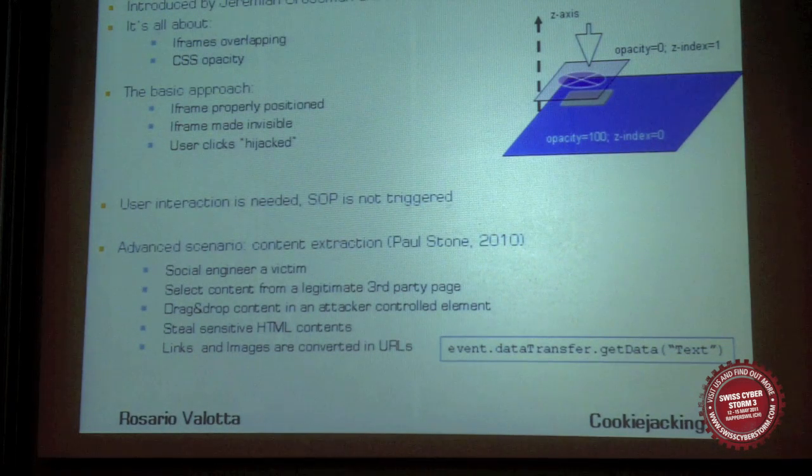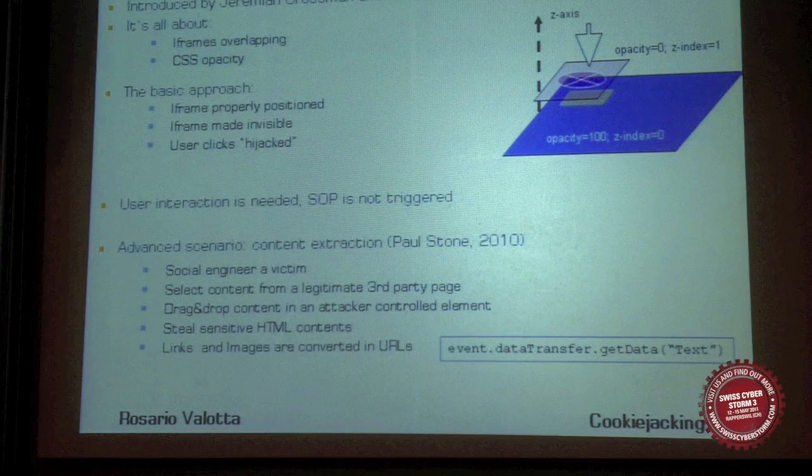In the last couple of years, we have seen a bunch of real-life attacks leveraging clickjacking, especially on social networks such as Facebook. And they were aimed to forge clicks on some link. I mean, add a friend, delete a friend, post something on my wall, and so on.